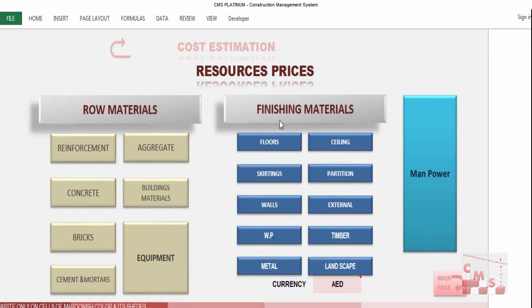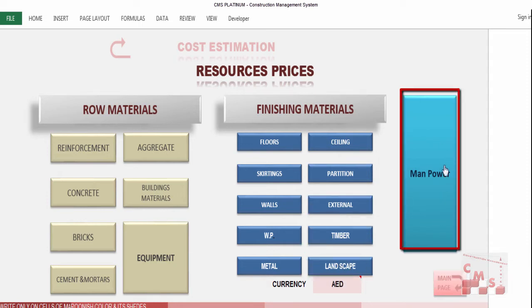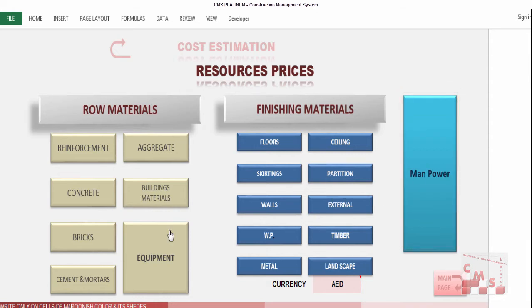Second category is the finishing materials, which is the prime cost or the purchasing price for the floorings such as tiles or marble, for skirtings, walls, waterproofing, metals, ceiling, partitions, the materials for the external works, the timber works, and the landscape. Third category is the wages of the manpower, and we'll see now how to insert all the prices for these resources. Meanwhile, we'll insert the project currency. Whatever you insert here, CMS will calculate all the costs and the prices according to this currency only.